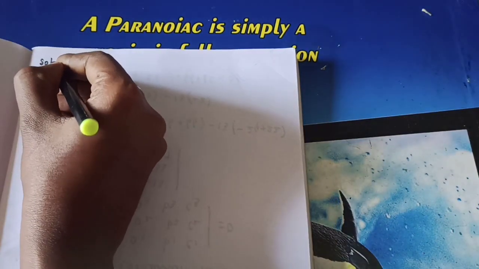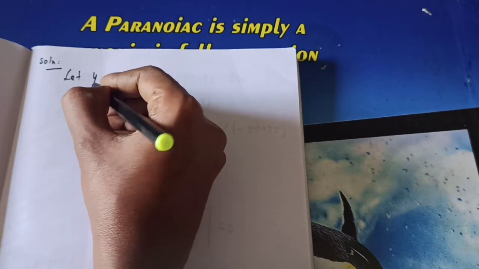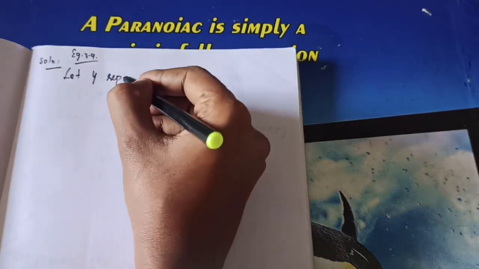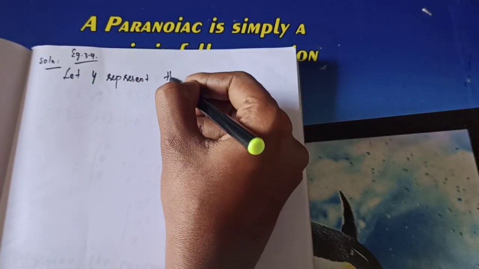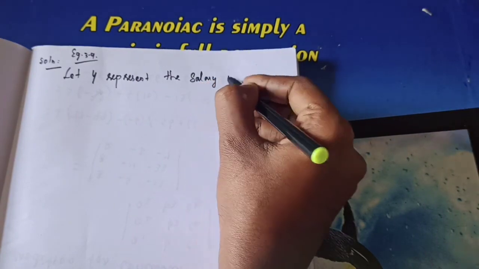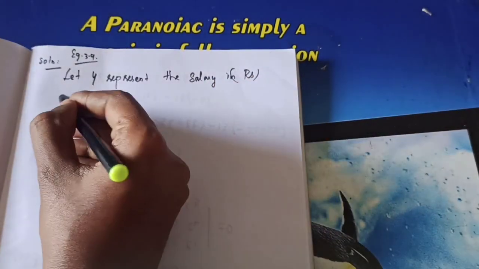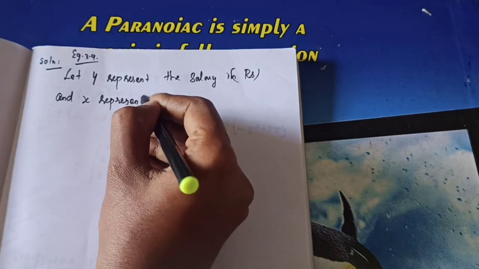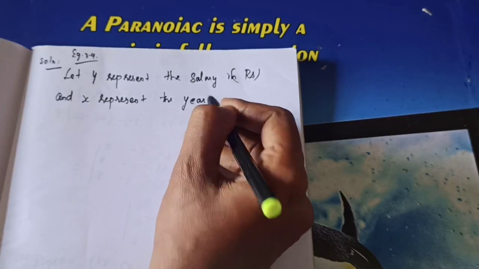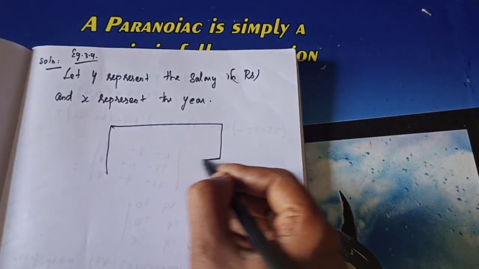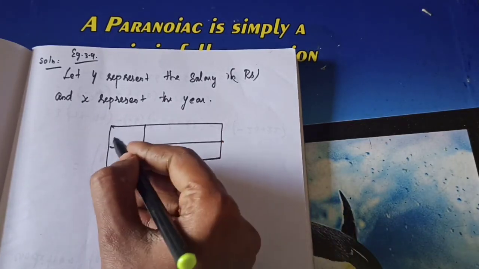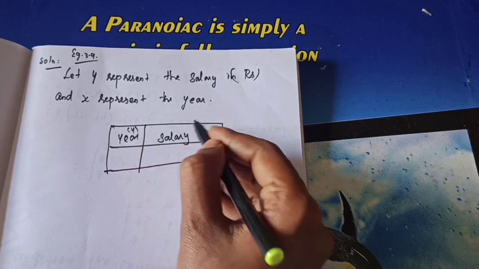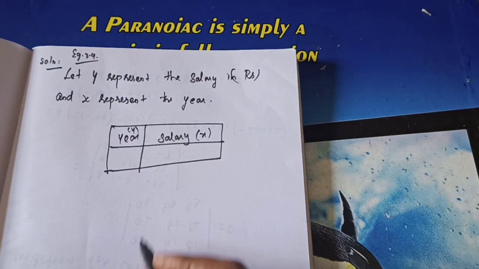Solution. Example 3.9. Let y represent the salary in rupees and x represent the year. First form one tabular column, then it will be easy for you. This one is year, this one is salary. Year is x, salary is y.